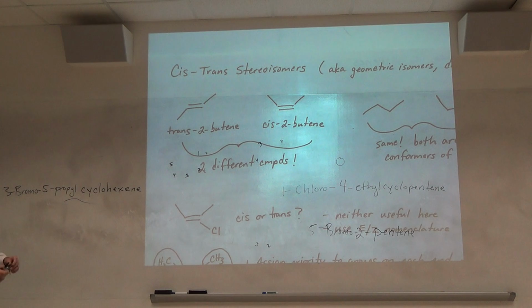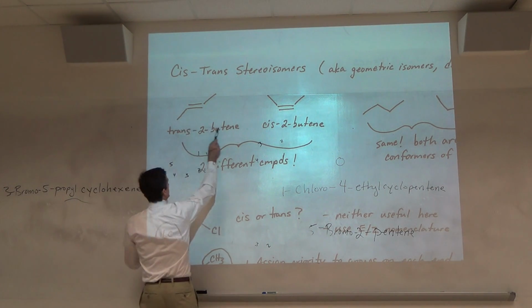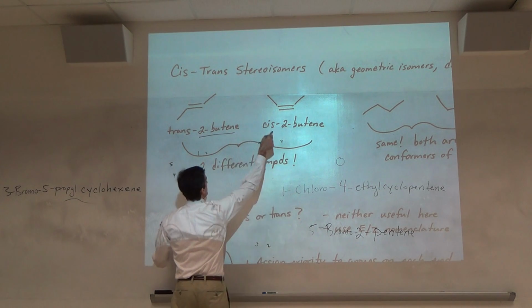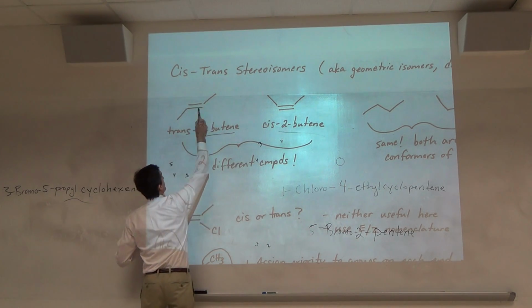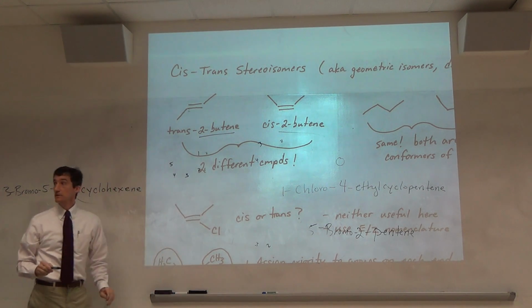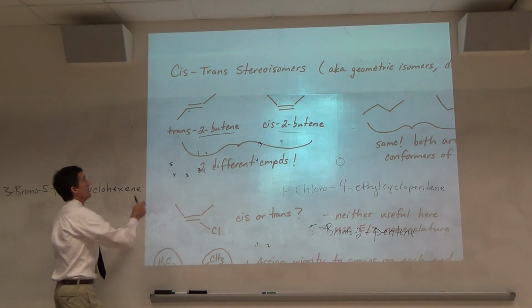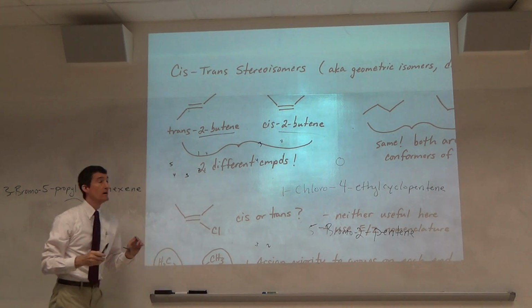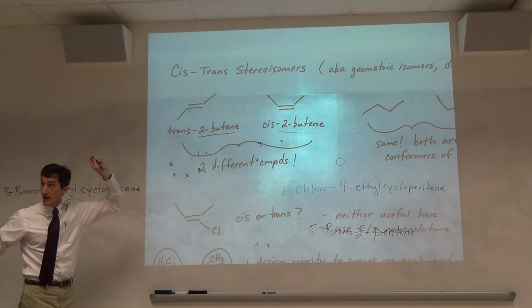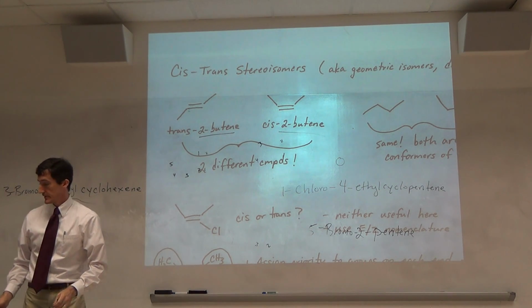Okay, alkenes. Both of these are 2-butene. Everybody agree they're both 2-butene? 1, 2, 3, 4, double bonded at 2. They're both 2-butene. But they're different compounds. Because of what ends up being the methyls coming off of the alkene. In one of them, they're trans, they're opposite. In the other, they're cis. Okay?